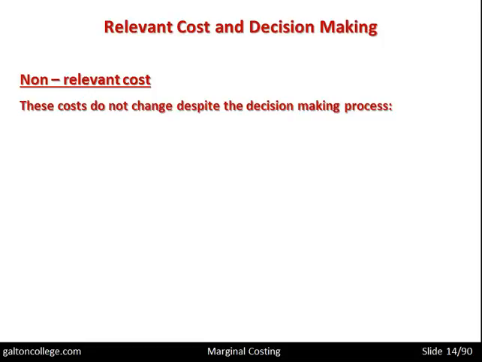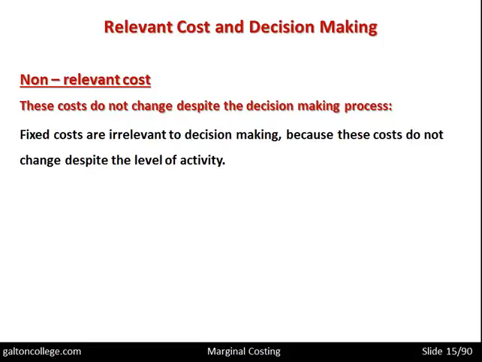Non-relevant costs. Well, these costs do not change despite the decision-making process. Fixed costs are irrelevant to decision-making because these costs do not change despite the level of activity. They're fixed. So the management may decide to produce a lot or a little. It's still faced with a fixed cost. It doesn't vary with the level of output. So it's not relevant in decision-making. The management may recognize the existence of the fixed costs, but it can't do anything about them. So these costs are not seen as relevant. They shouldn't really be taken into account in decision making.